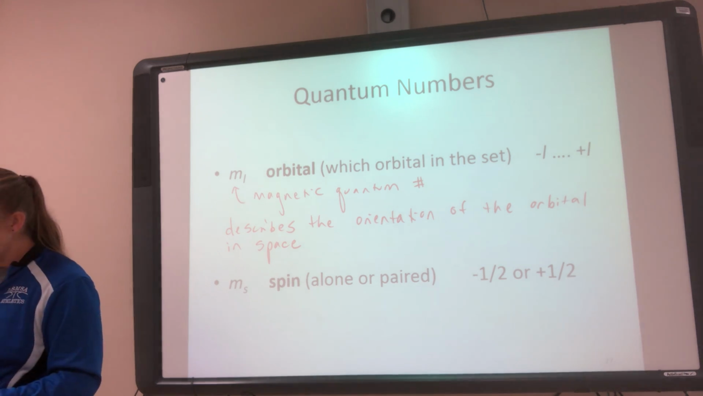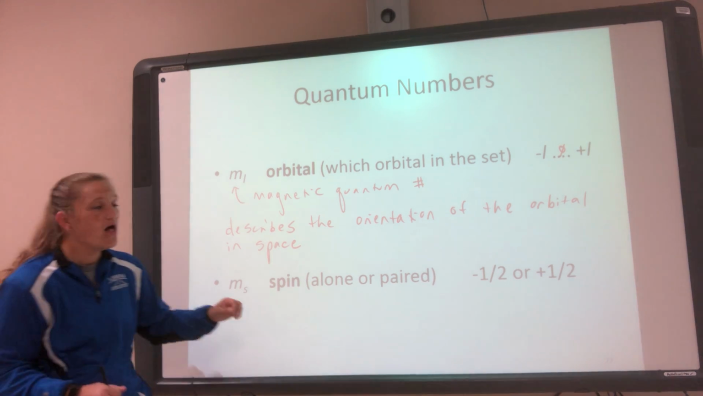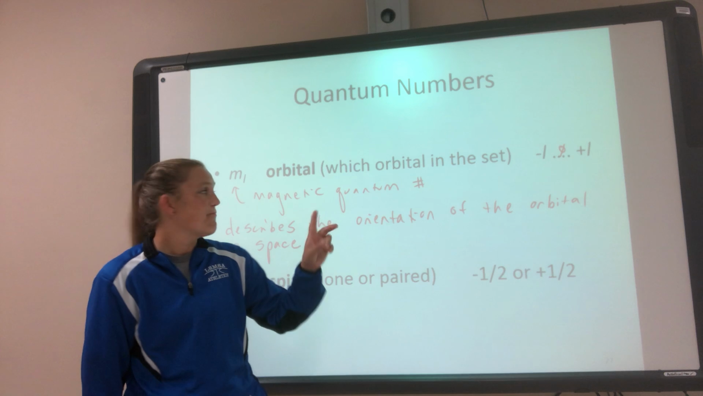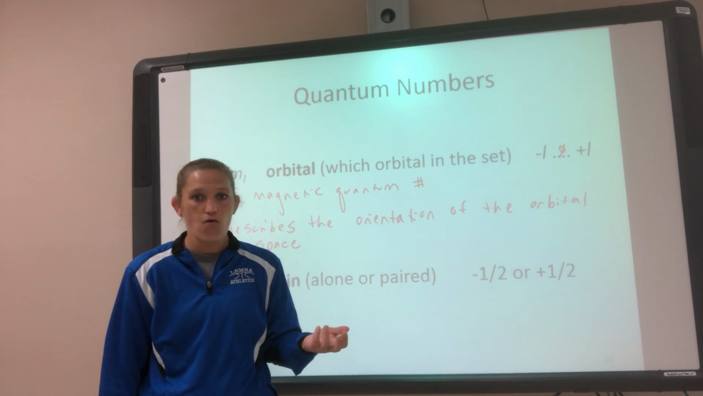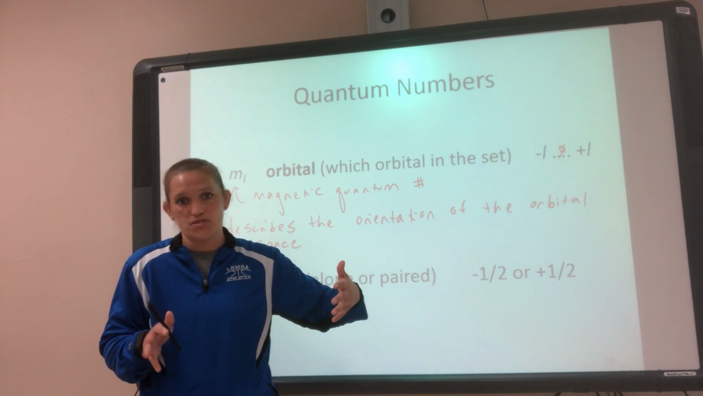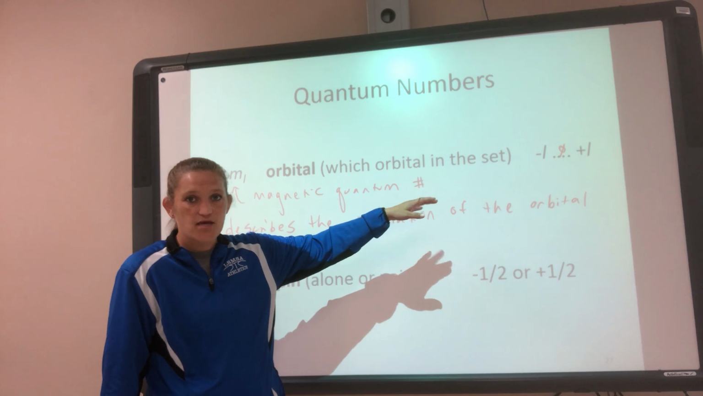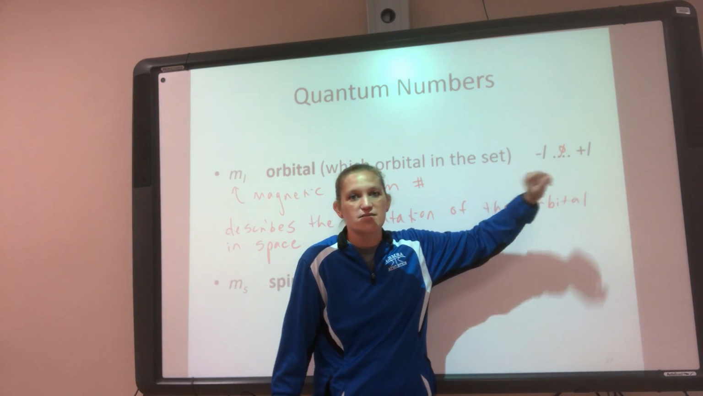My ML is going to be a range, negative L through 0 to positive L. So if my L was a 2, my ML would be -2, -1, 0, +1, and +2. So it's going to be a range of numbers. Based on whatever the L is, my ML is this range, -L through 0 to +L.